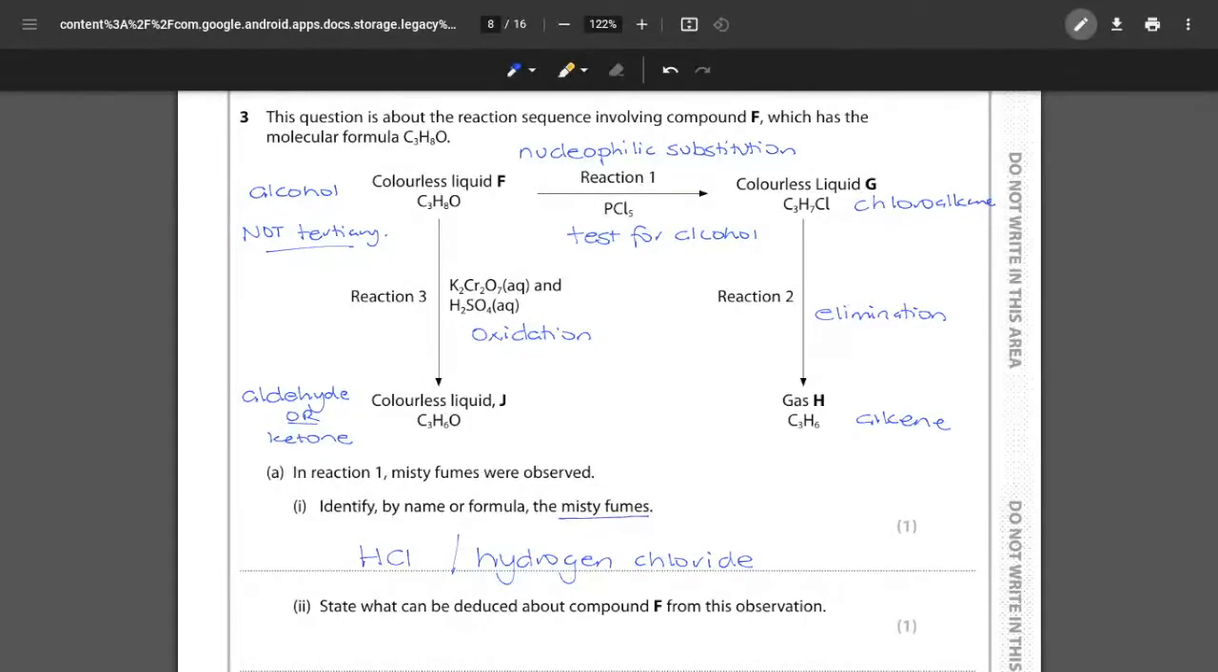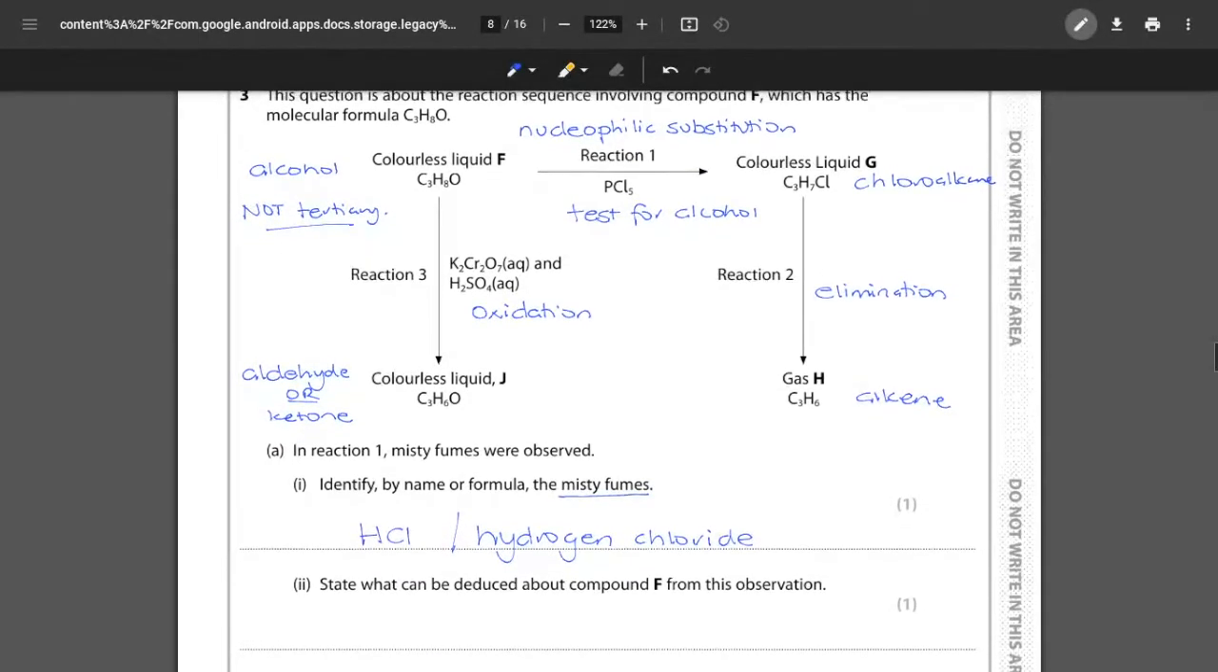And we can then deduce about compound F what we already know, or what we've said when we've labelled our diagram, that we have got the presence of an OH group, telling us that this is pretty much an alcohol. That's how we test for an OH group, is using PCl5.